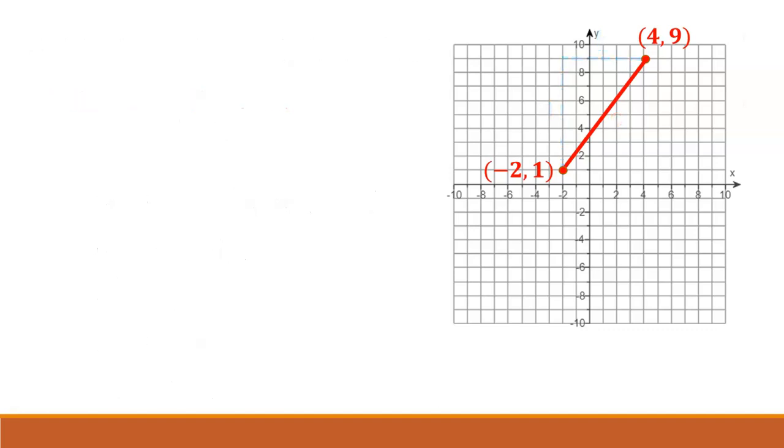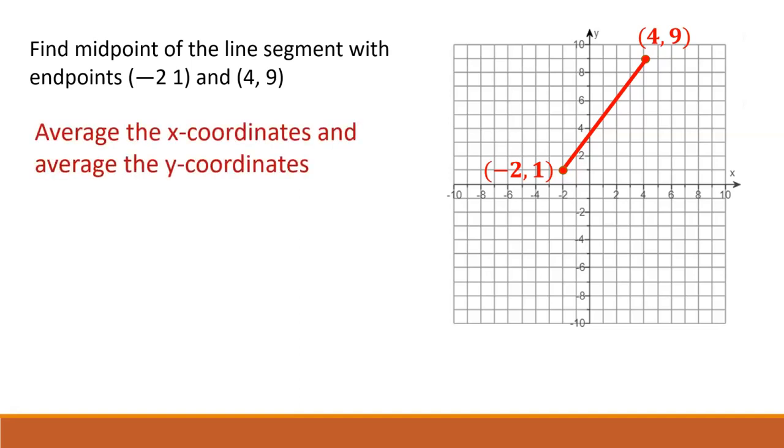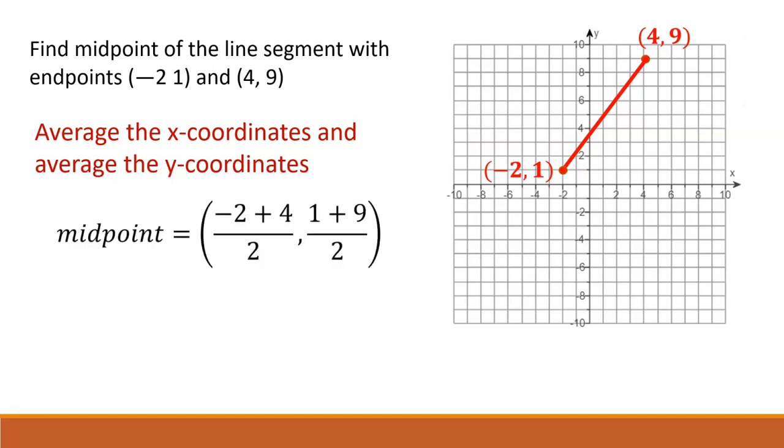Now let's stick with those 2 points and that line segment, and let's find the midpoint of that line segment. The easiest way to remember how to find the midpoint is to think of it as averaging the x coordinates and averaging the y coordinates. So the x coordinates are -2 and 4. If we average them, we add them together and divide by 2. And the y coordinates are 1 and 9. If we add them together and divide by 2, we get their average. So that means the midpoint of this line segment is the point (1, 5).